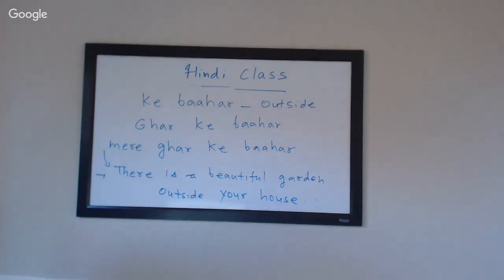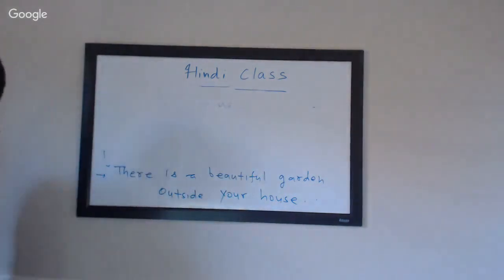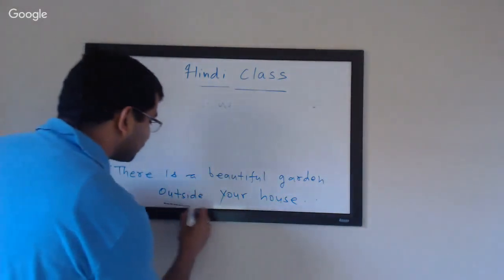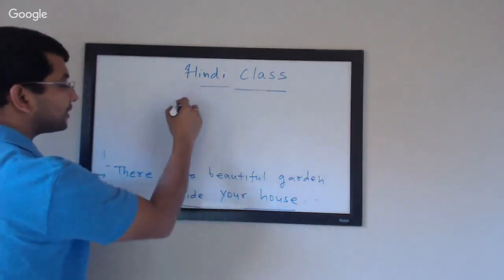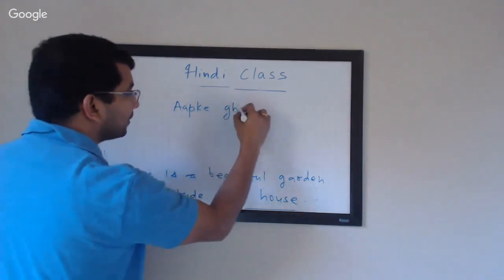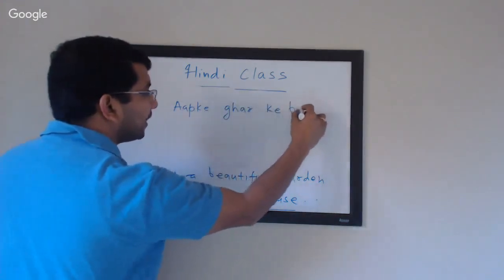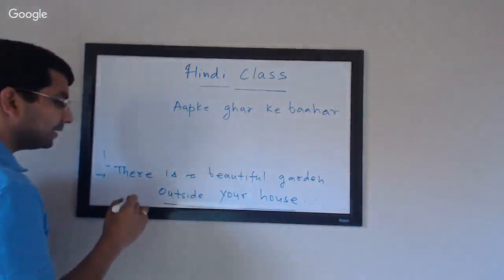Okay, very good. I'm going to wait for some more time to see if people have any other thoughts. Okay, so let's break it down. Let's look at this one. Outside your house, this should be clear for everyone. Outside your house is आपके घर के बाहर, because that's what we just studied, right? आपके घर के बाहर.